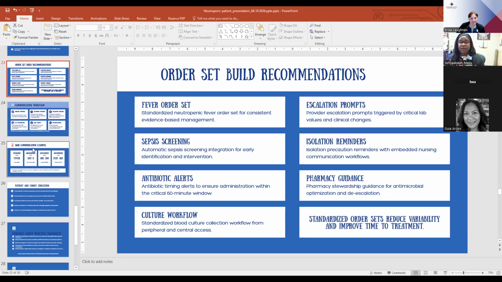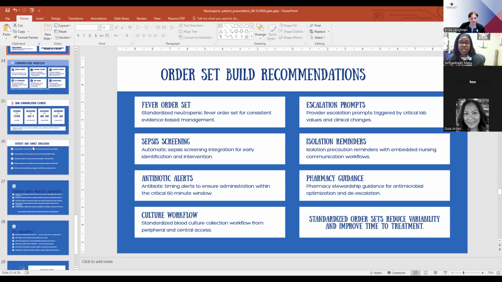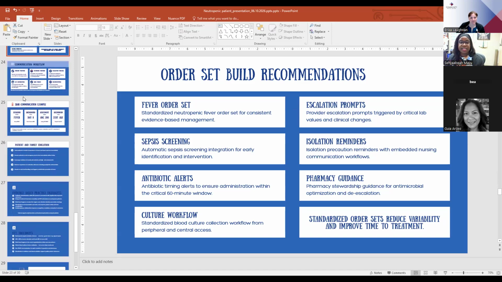Order set build recommendations. So we want to make sure we're looking at our fever order sets, sepsis screening, antibiotic alerts, culture workflow. Again, escalation prompts, isolation reminders. I think maybe this is where we can talk about our signage for the isolation patient for the neutropenic patients, what the requirement is as they go into the rooms to make sure they are wearing their mask, and any pharmacy guidance that we will use for these neutropenic patients.